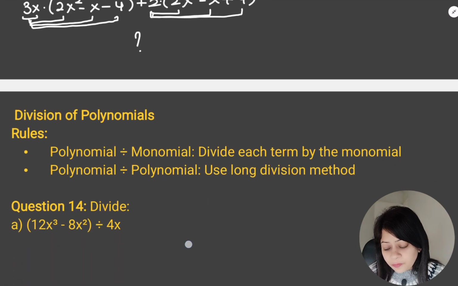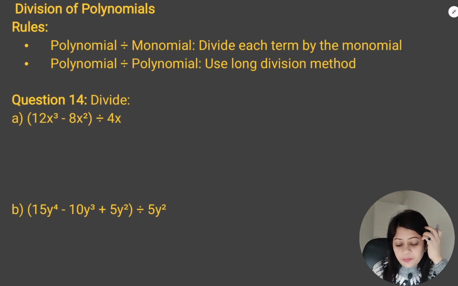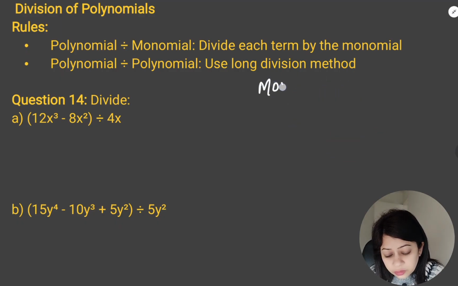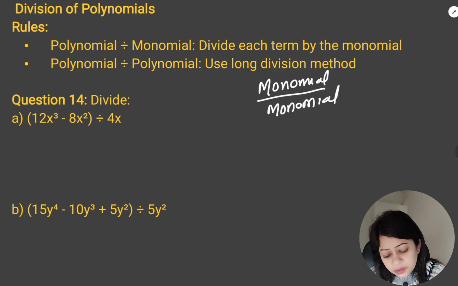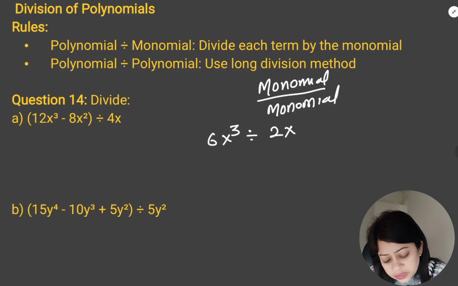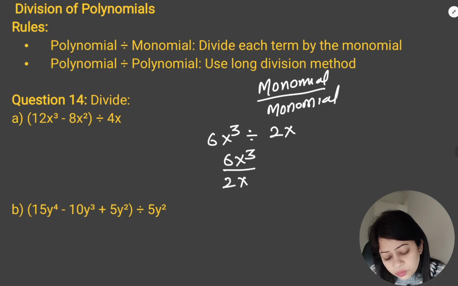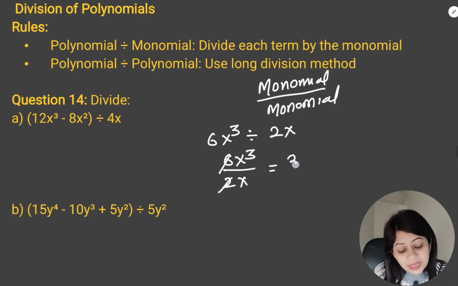Now, division of polynomials. How do we divide polynomials? Suppose you are dividing monomial with monomial, okay? Monomial by monomial. I will write one example here. Divide 6x cube by 2x. How will you write? You will write 6x cube by 2x, and then what will you do? You will first divide the coefficients. What is 6 divided by 2? It is 3, right?